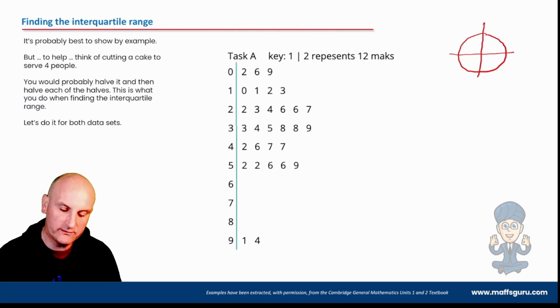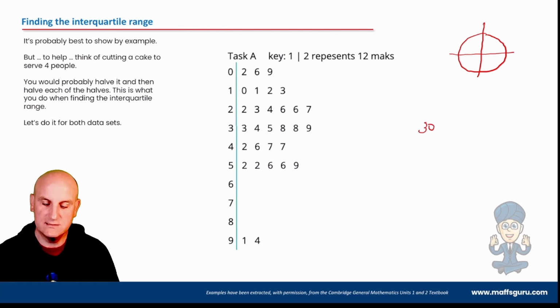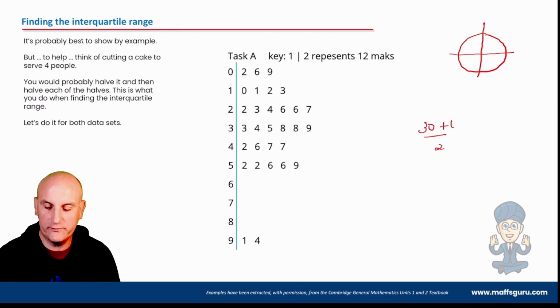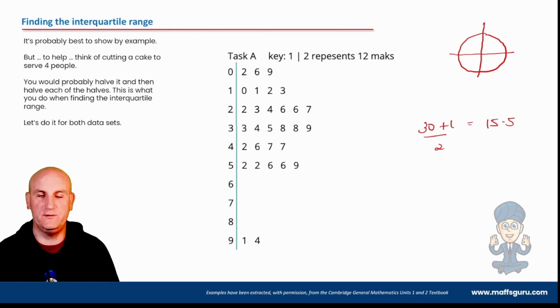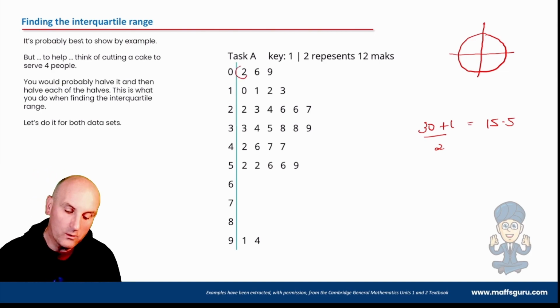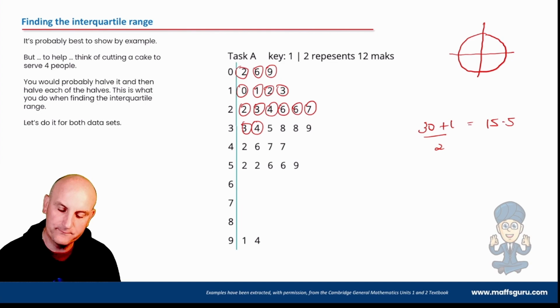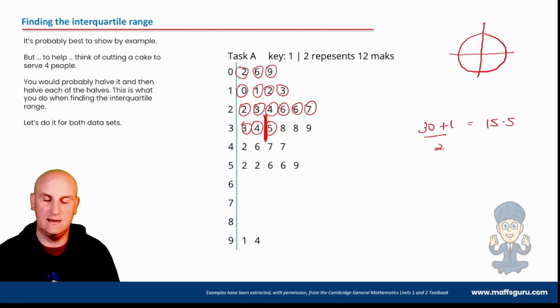1, 2, 3, 4, 5, 6, 7, 8, 9, 10, 11, 12, 13, 14, 15, 16, 17, 18, 19, 20, 21, 22, 23, 24, 25, 26, 27, 28, 29, 30 data items. So there are 30 data items here. I want to add 1 and divide by 2, which gives me 15.5. So my middle value falls between the 15th and the 16th number. 1, 2, 3 up to 16. It falls between my 15th and 16th, so I'm going to draw a line here. I've now cut my data in half.